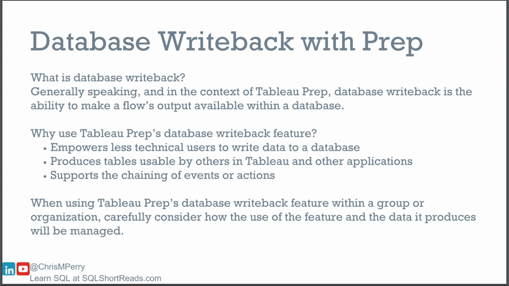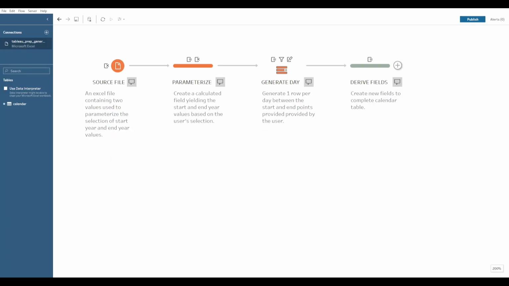All right. With that said, let us switch over to Tableau Prep to walk through writing data back to your database. If you have watched my video on creating a dynamic calendar table, then this flow should look familiar. At runtime, the flow accepts a start date and an end date from the user and generates a calendar table spanning that period. Instead of writing the output to a published data source on my Tableau server, I'll write the data back to a table within my MySQL database. That can be achieved by adding an output node with a specific configuration.